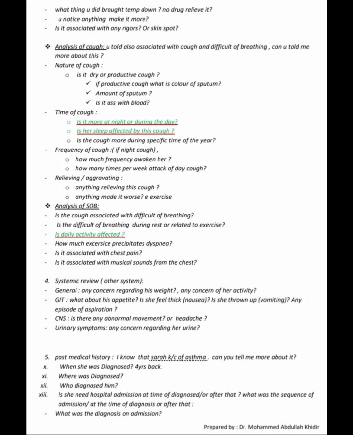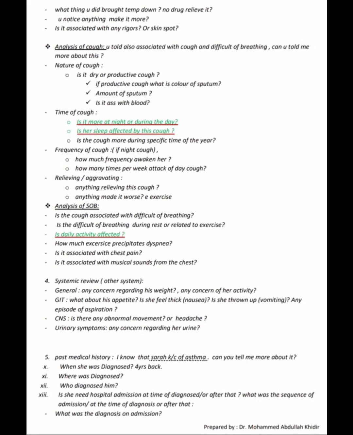For CNS we will ask, is there any abnormal movement or headache? Urinary symptoms: any concern regarding her urine, pee, poo, any problem? Also skin we can involve here: any atopy, asthma, which we will discuss later in this book. Atopy, asthma, rhinitis, hay fever present or not. We also ask about the eyes: any problem, any discharge from the eye, color changes of the eye, this type.